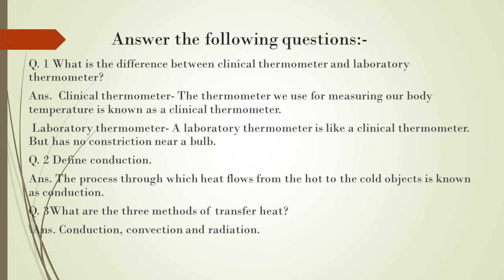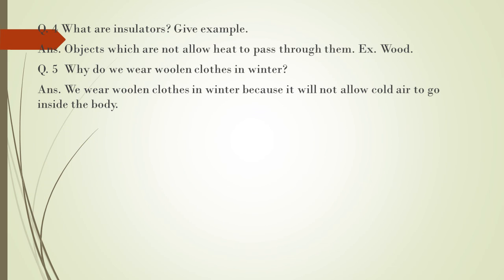What are the three methods of transfer of heat? Conduction, convection and radiation. What are insulators? Give an example. Objects which do not allow heat to pass through them. For example, wood. Why do we wear woolen clothes in winter? We wear woolen clothes in winter because they do not allow cold air to go inside the body.